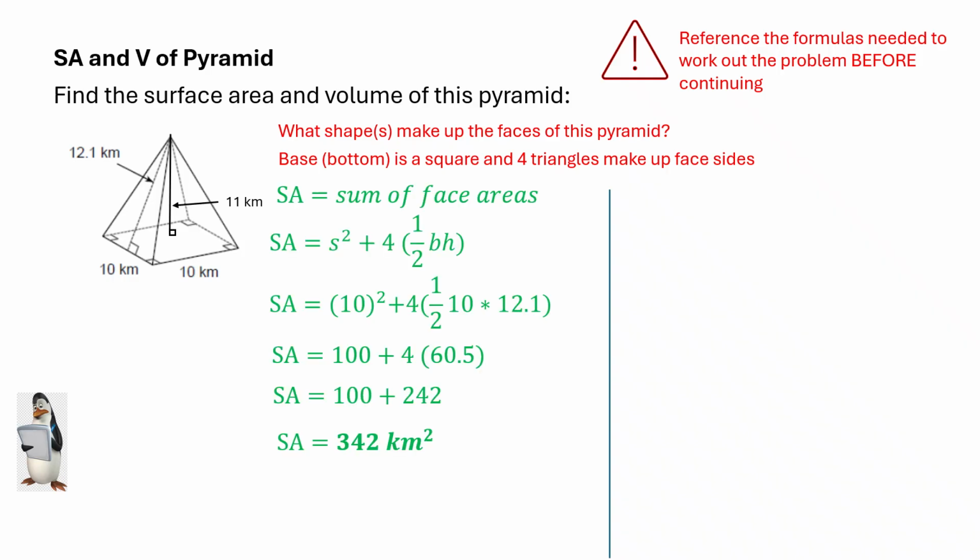So for my surface area, I'm going to do area of the base, which is s squared, and 1/2 base times height for one face of the triangle. Notice that I used 12.1 as the height. Even though it looks like it's slanted, that is the true height, vertical height of the triangle.